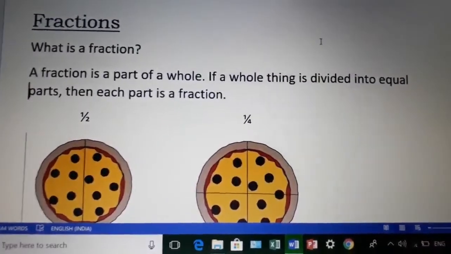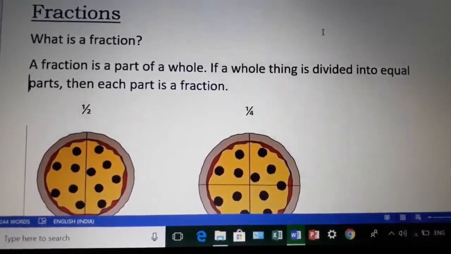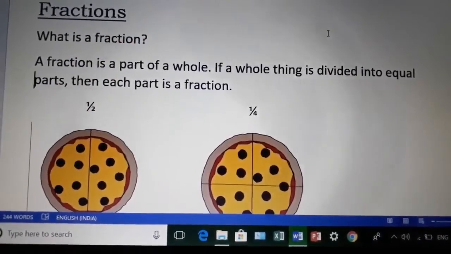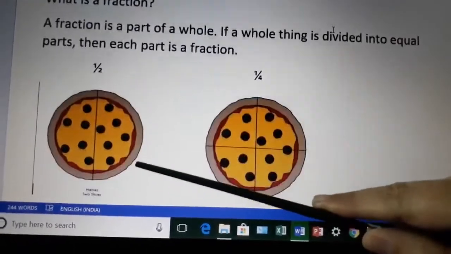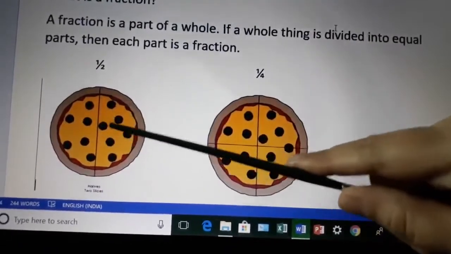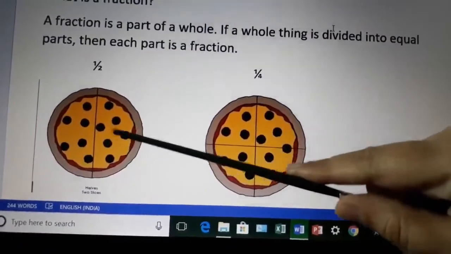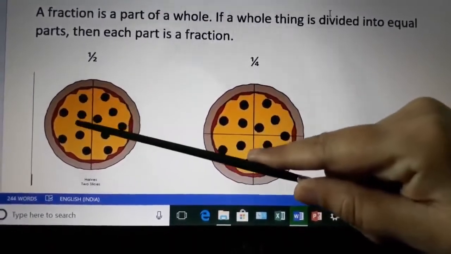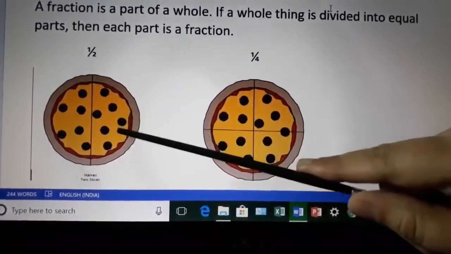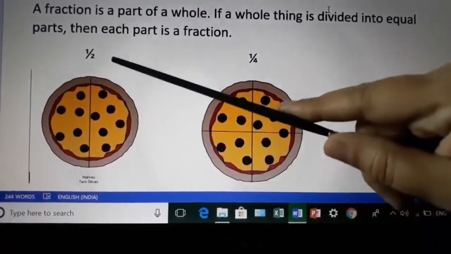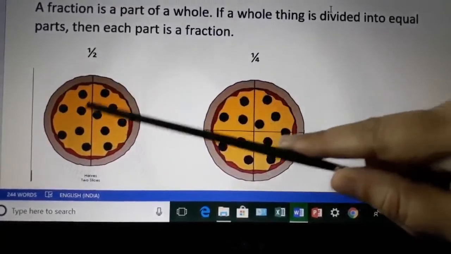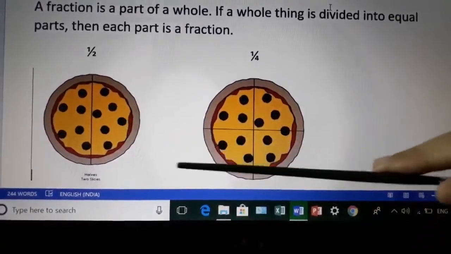For example, suppose you and your friend go for a pizza treat, okay? And you order a pizza. So this is a whole pizza and you divide it into two equal parts. So these two equal parts, when you divide the pizza, half part you will have it and half part your friend will have it. So here it is written as 1/2. The whole pizza is divided into two equal parts.